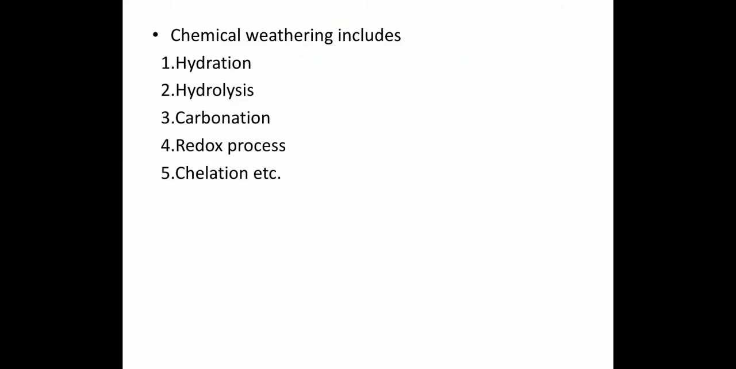Chemical weathering includes hydration, hydrolysis, carbonation, redox process, and chelation, etc. So this way, these all are chemical weathering: hydration, hydrolysis, carbonation, redox process, which means oxidation-reduction process, and chelation, etc.